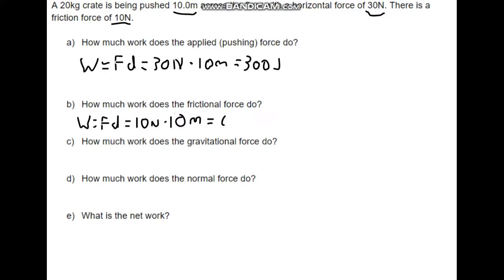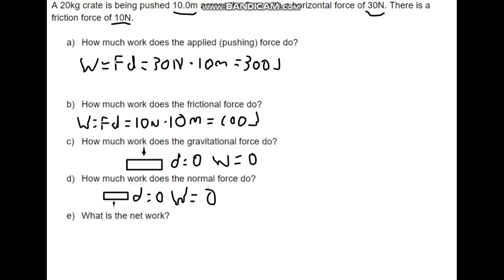And that is equal to 100 joules. Now, how much work does gravity do? Well, the force that gravity applies is not in the direction of motion, so the distance would be zero and the work would be zero. Now that's the same for the normal force also. So the work done by normal force would also be zero.